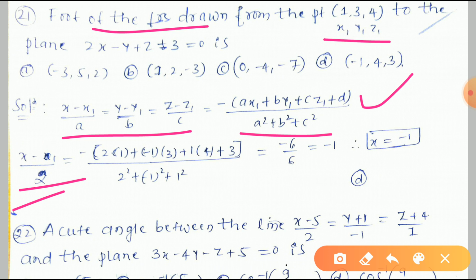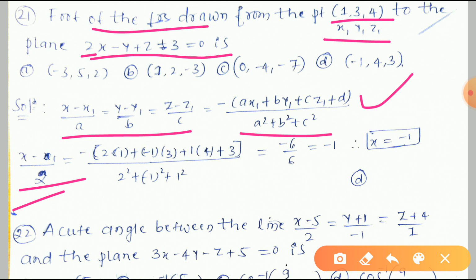Put x1 is equal to 1. Here a is equal to 2, the coefficient of x in the plane. So x minus 1 divided by 2 is equal to, put x1 is equal to 1, y1 is equal to 3 and z1 is equal to 4. a, b, c and d are the coefficients of x, y, z with constant term d.